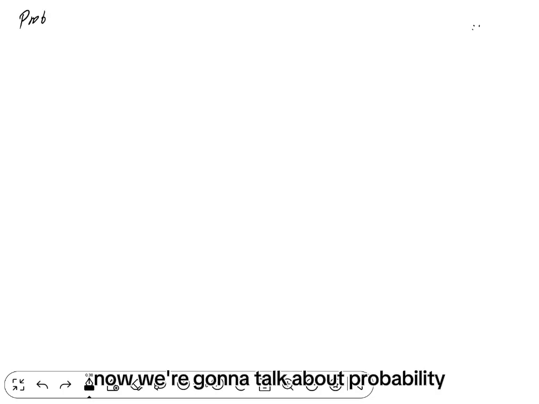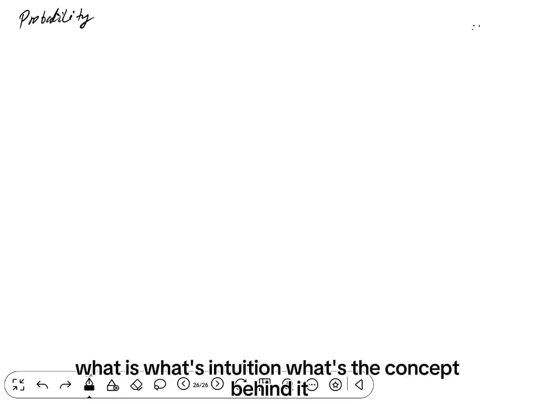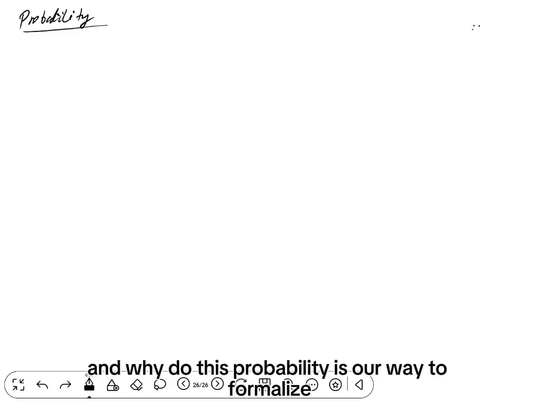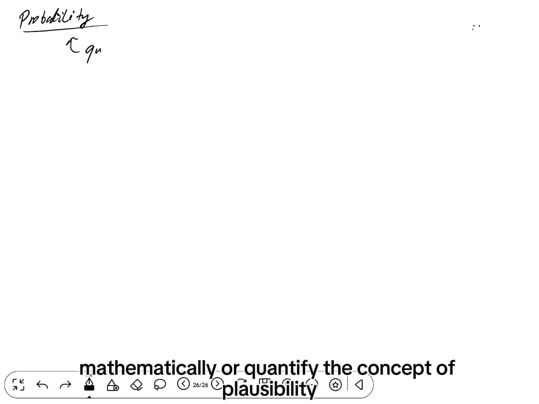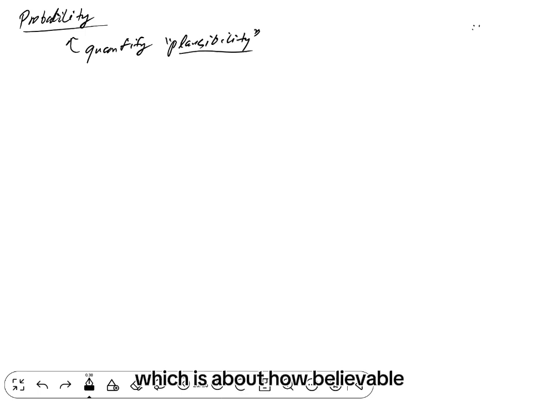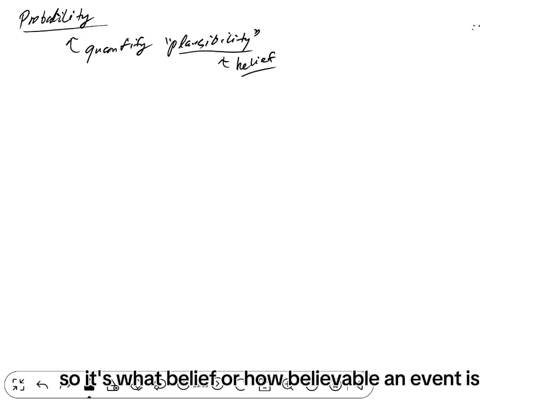Today will be a short memo. We're going to talk about probability, what it is, what's the intuition, what's the concept behind it, and why do this. Probability is our way to formalize mathematically, or quantify, the concept of plausibility, which is about how believable an event is.